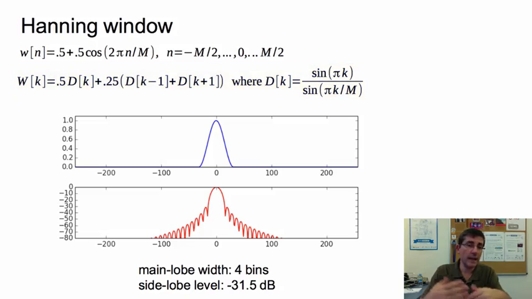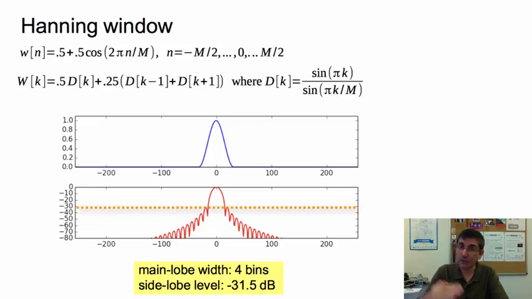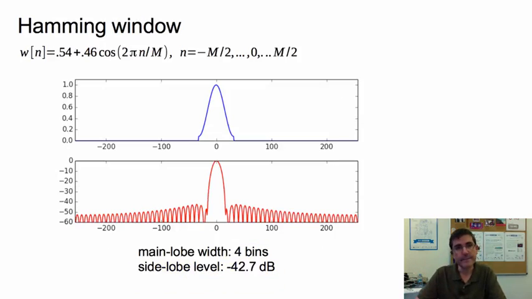Okay, and again, the two values that characterize this frequency domain shape are the width of the main lobe, which is 4 bins, so twice as much as the rectangular function, and the side lobe level, which is minus 31.5 decibels, which is lower. Okay, now the main lobe is wider, and the side lobe level is lower.